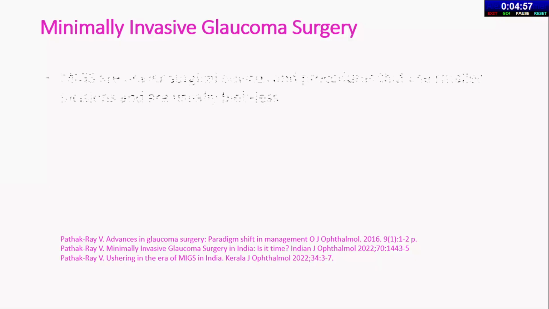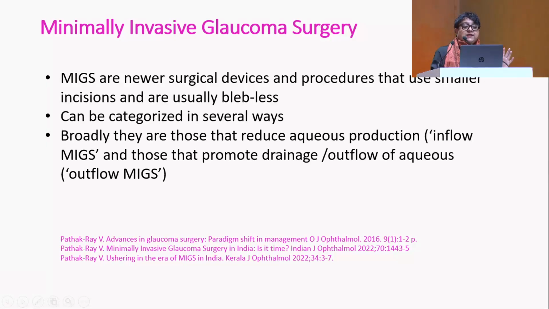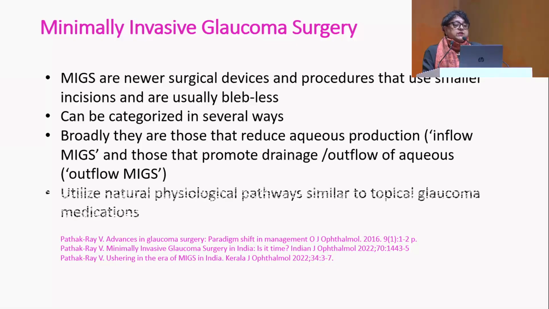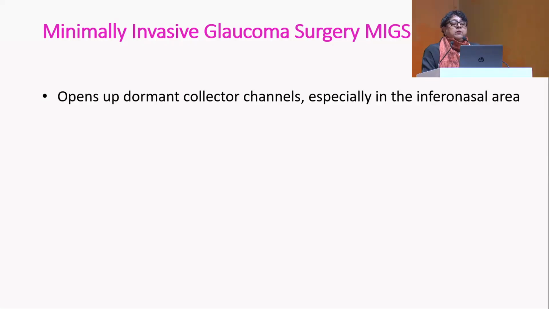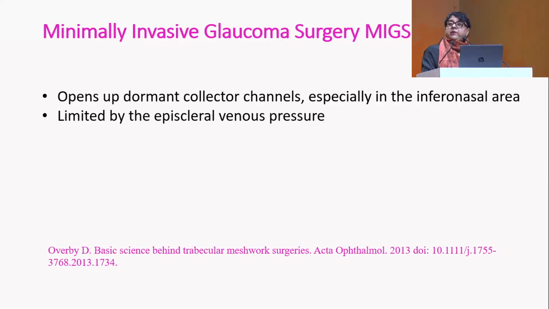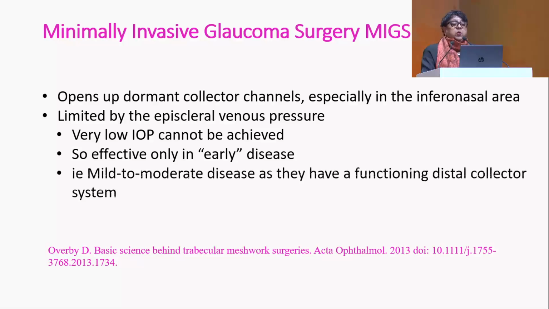Minimally invasive glaucoma surgeries are newer surgical devices as well as procedures that are usually blebless and with small incisions, and can be categorized in several ways. Broadly, these can be ones that reduce aqueous production, or inflow MIGS, and those that promote drainage, which is outflow MIGS. Whatever the MIGS, generally they utilize natural physiological pathways: trabecular meshwork, ciliary process, and suprachoroidal route. Where the outflow MIGS are concerned, it is said that they open up dormant collector channels, but this is limited by the episcleral venous pressure, and so it is said that very low IOP cannot be achieved, and it is effective only in early disease.